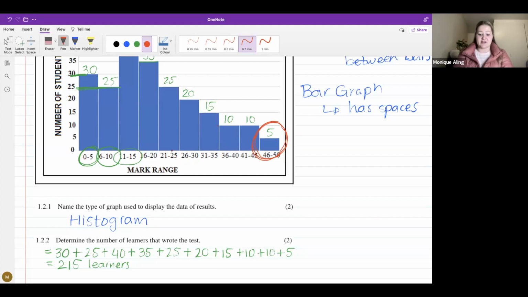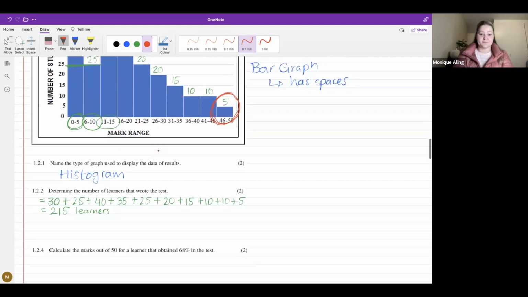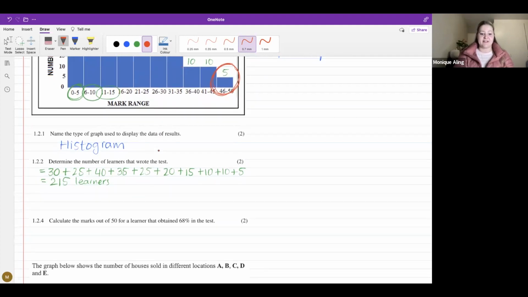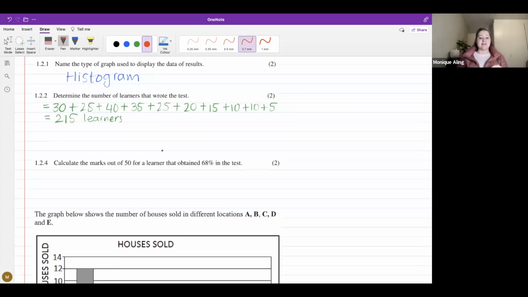Okay, let's have a look at question 3. Okay, so this isn't related necessarily to the graph. Calculate the marks out of 50 for a learner that obtained 68% in the test. So what would 68% equal if we had to look at a mark out of 50? What would their mark be? Would it be 25 out of 30? I mean, out of 50, for example, 30 out of 50. What would 68% represent?